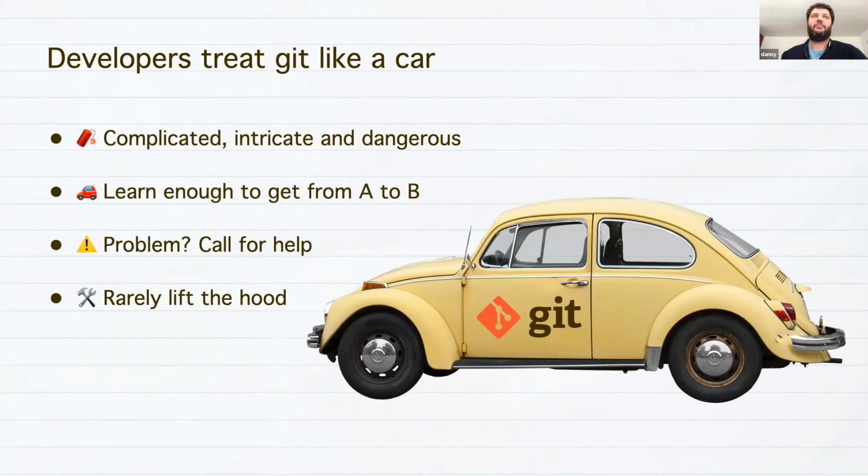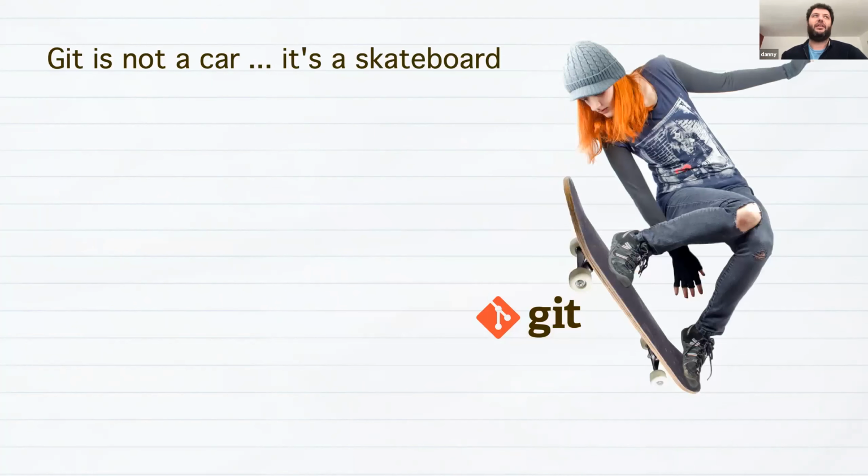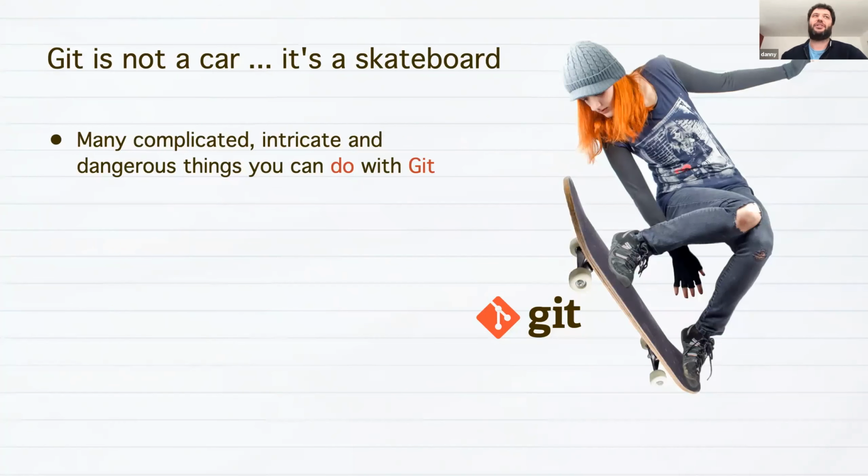And I think this is a shame because, in my opinion, Git is not a car, it's more like a skateboard, in that there are many complicated, intricate, and dangerous things that you can do with Git, but in terms of what it actually is, it's pretty simple. I'm not going to claim it's as simple as a board with wheels on it, but it is pretty simple.